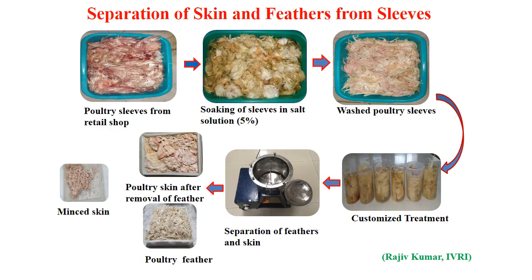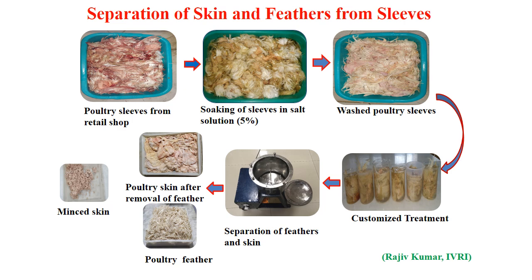Here we will discuss the utilization of sleeves, that is the skin with feather when it is removed. So how to utilize them, separate them and make them useful. So this was done in a project at IVRI, as I mentioned earlier. So first these poultry sleeves from retail shops are collected and then soaked in 5% salt solution, and then thoroughly cleaned and washed. After that they undergo some special customized treatment for separating the feathers from the skin.